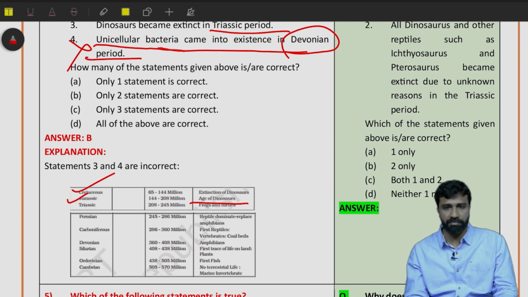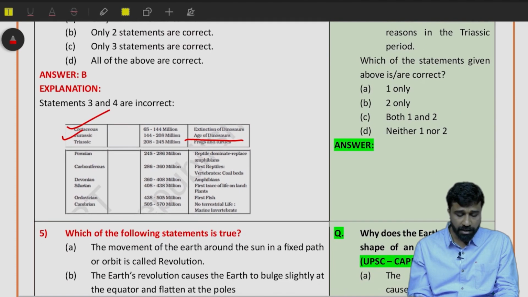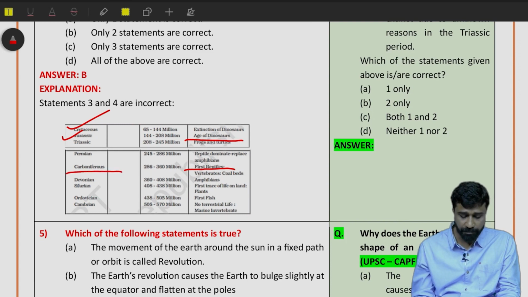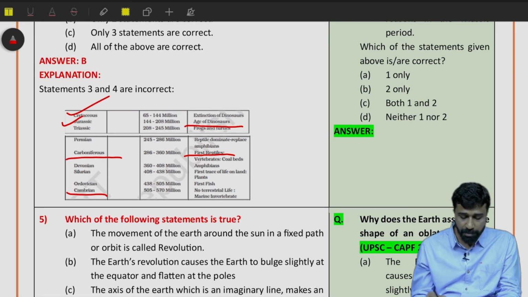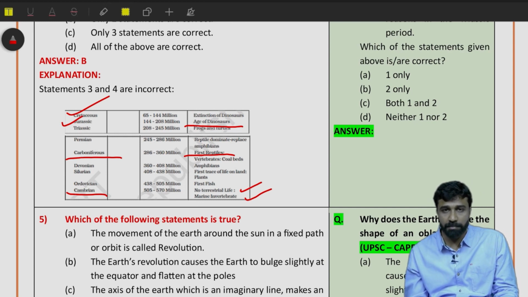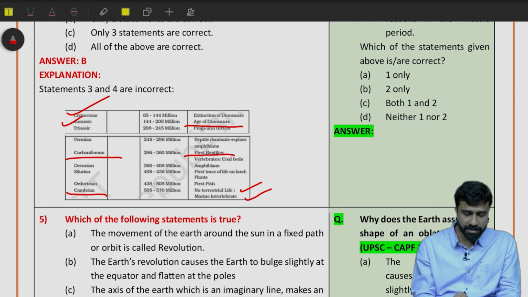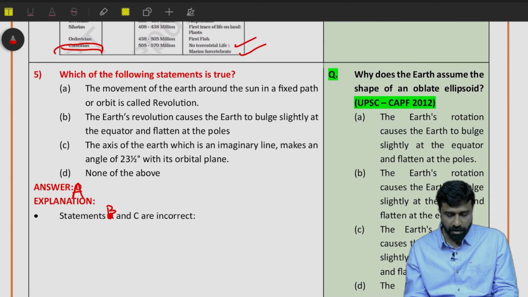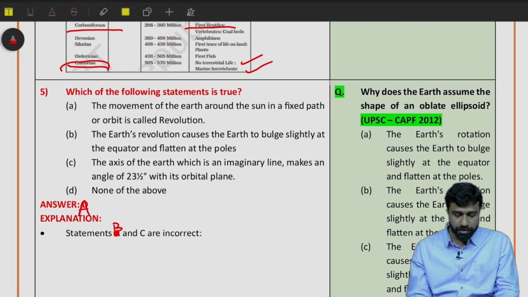This was a finding from the scientists' side, and you find the first reptiles in the Carboniferous era. In the Cambrian era you find no terrestrial life, but you may find marine invertebrates in the Cambrian times. You must learn all these eras and epochs and also periods.